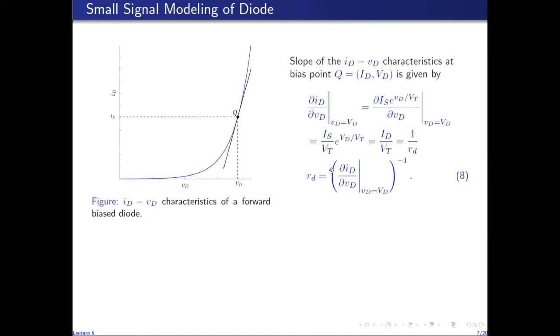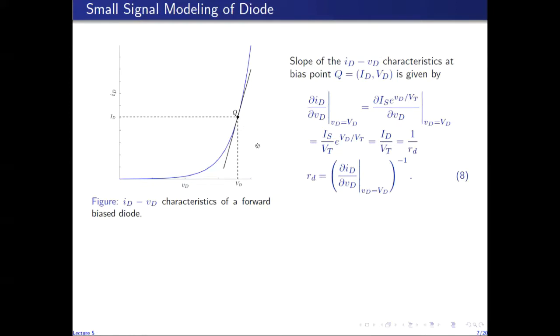So from this expression, we see that RD, which is the small signal model of the diode, is actually the inverse of the slope of the ID-VD characteristics of the diode at the Q point. So it is the inverse of the slope of the characteristics, where the slope is computed at the Q point, or the bias point.